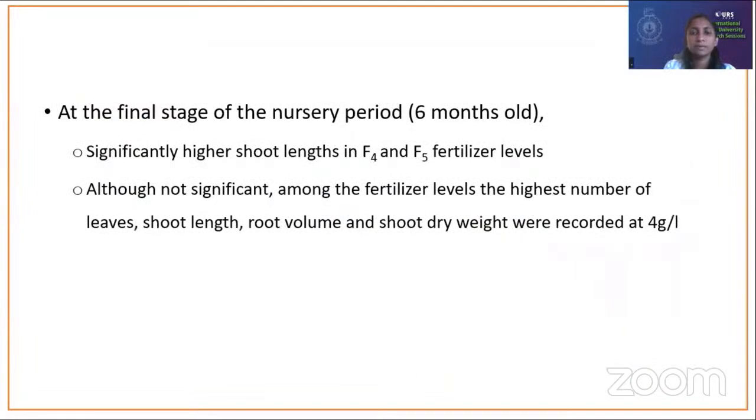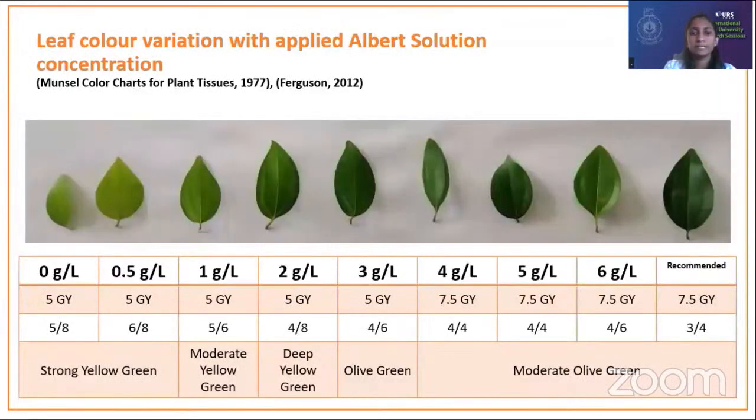Although not significant, among plants grown in pellets, the highest number of leaves, shoot length, root volume and shoot dry weight were recorded at the 4 grams per liter fertilizer level. Leaf color variation with applied fertilizer concentration: the lowest fertilizer levels had yellowish leaf colors, but the 4, 5 and 6 grams per liter levels resulted in a leaf color of moderate olive green, which is similar to the leaves of plants grown in the recommended potting media.